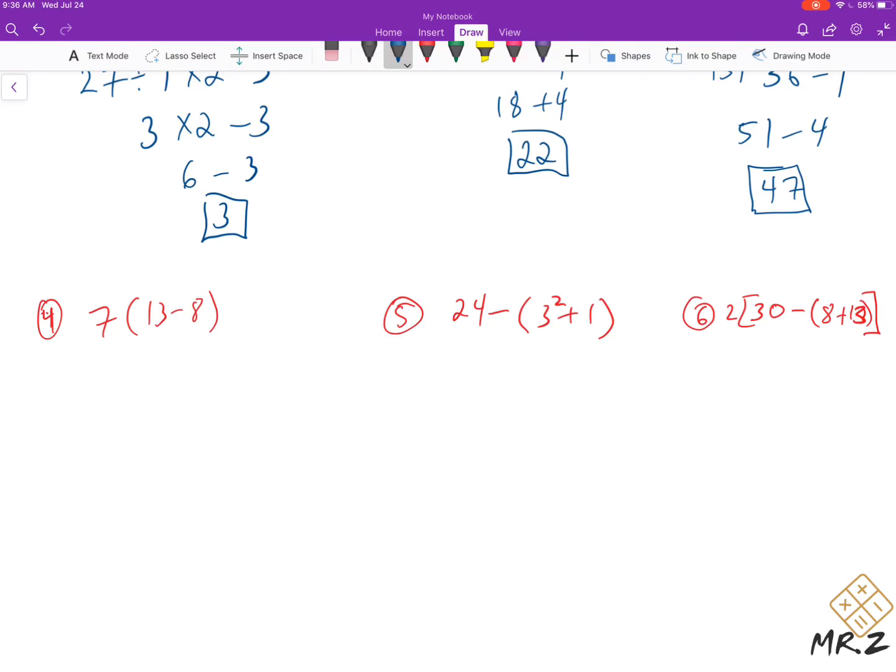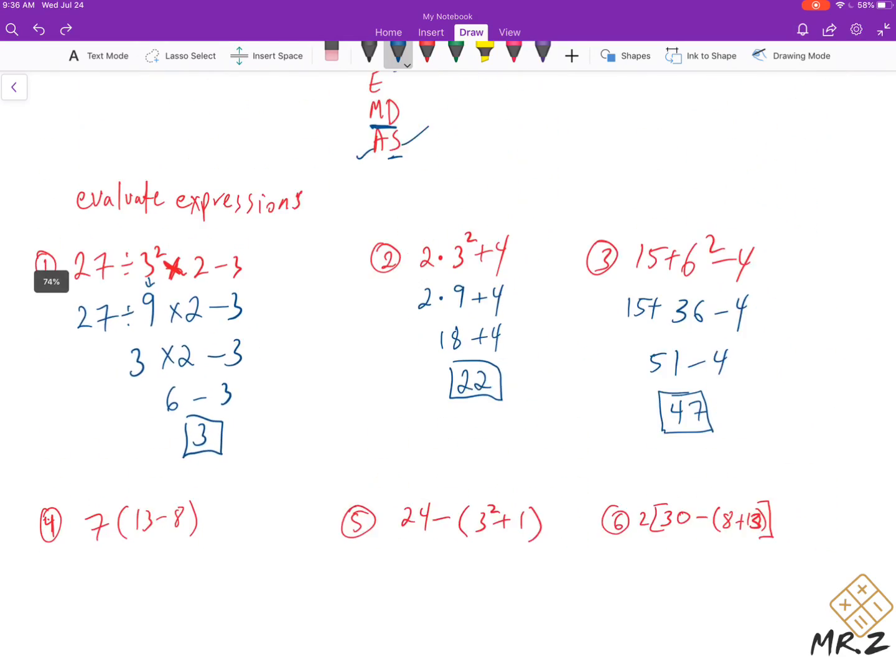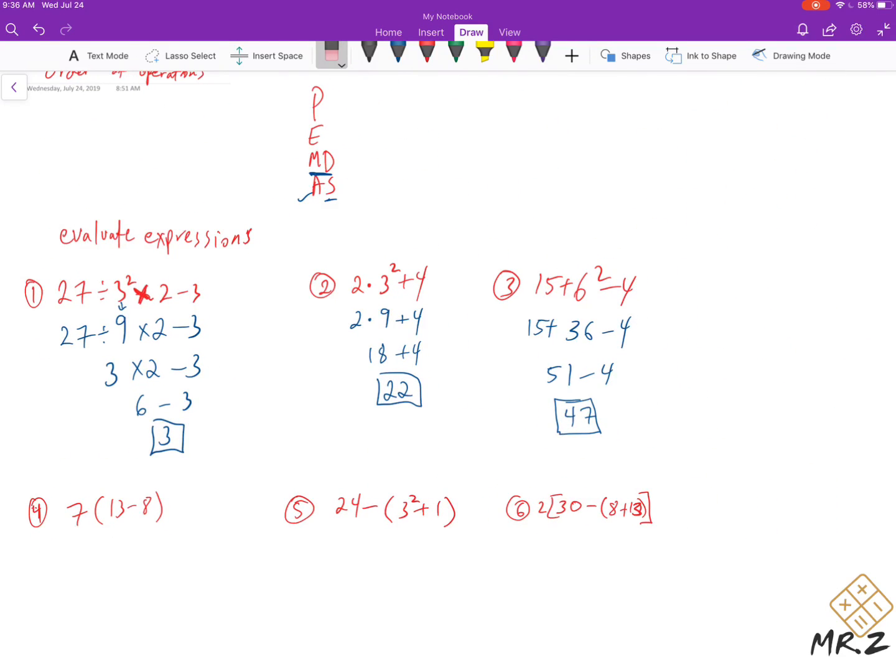We have 7 times the parentheses. Remember, if you look between 7 and the parentheses, there's no sign whatsoever. There's no operation, which automatically means multiplication. But remember, go back to PEMDAS. There are parentheses, so we'll do that first. 13 minus 8 is 5. And anytime you have a number next to parentheses, as we mentioned in the previous video, that means multiplication. So this is just another way of writing 7 times 5, which is 35.